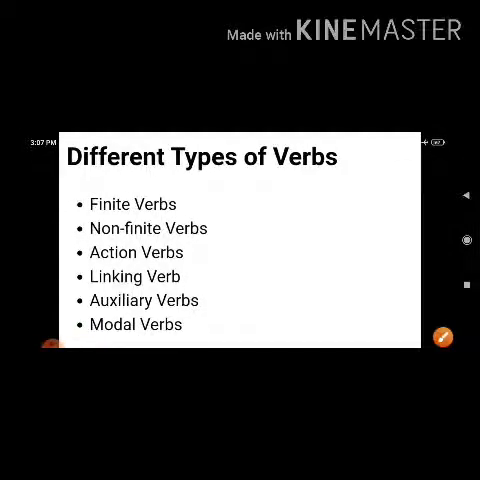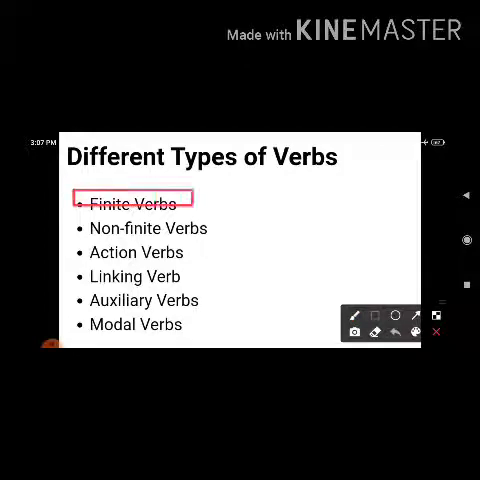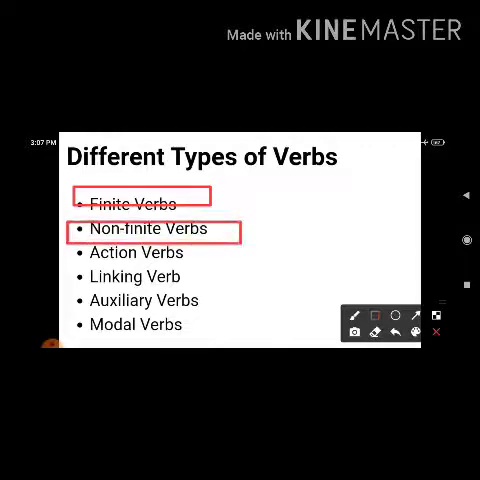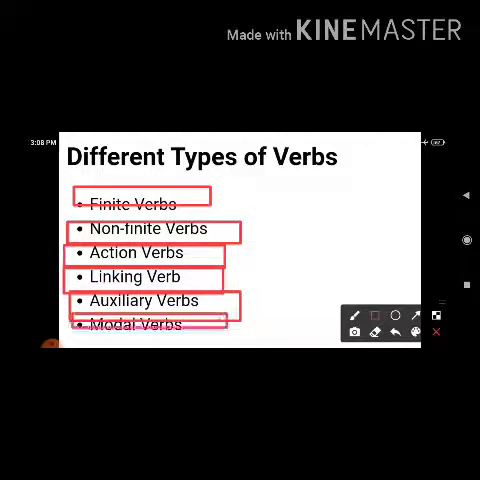और डिफरेंट टाइप्स ऑफ वर्ब्स भी हैं, जैसे फाइनाइट वर्ब्स, ठीक? जैसे फाइनाइट वर्ब्स हैं, नॉन फाइनाइट वर्ब्स हैं, ठीक है? एक्शन वर्ब्स हैं, लिंकिंग वर्ब्स हैं, ऑक्सिलरी वर्ब्स हैं, ठीक है? और मॉडल वर्ब्स हैं, ठीक? And we have some more videos about it on our channel. You can watch them, finite verbs and non-finite verbs.